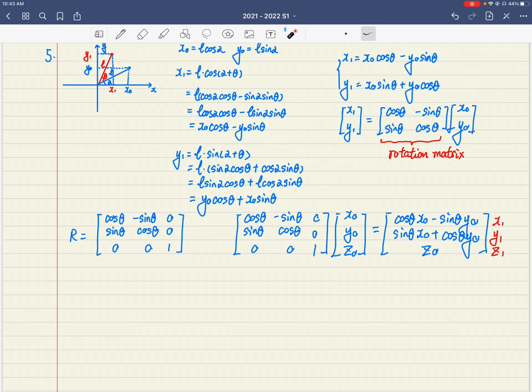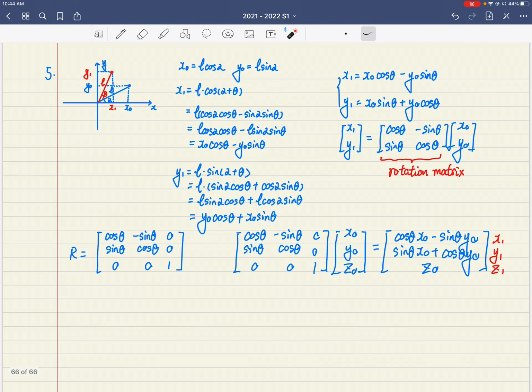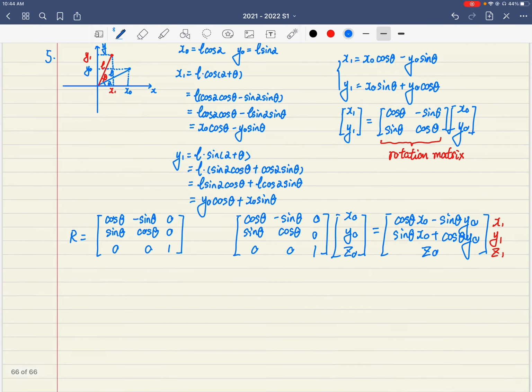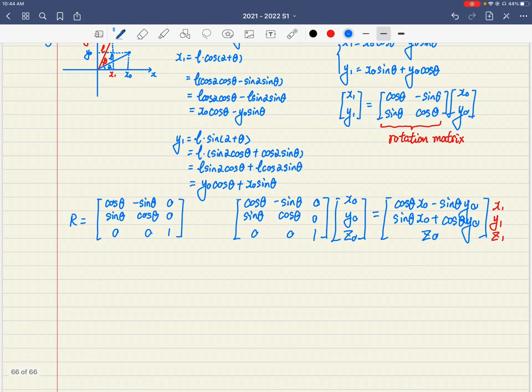So in this rotation, the z coordinate doesn't change. And x1 is this combination of x naught and y naught. You can see it's exactly the same as in the two-dimensional case. y1 is this combination, and it's exactly the same. So that's why this is a rotation matrix for the three-dimensional case.